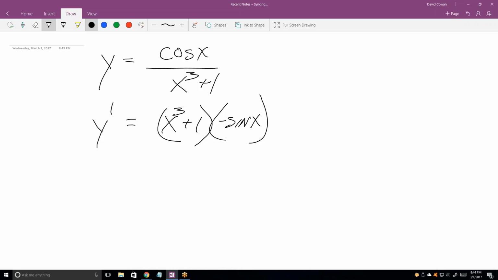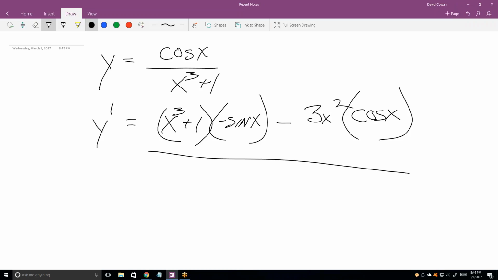Oh yeah. Okay. Minus 3x squared times cosine of x over x cubed plus 1 squared. And you can leave it like that. You don't need to actually square that. Okay?